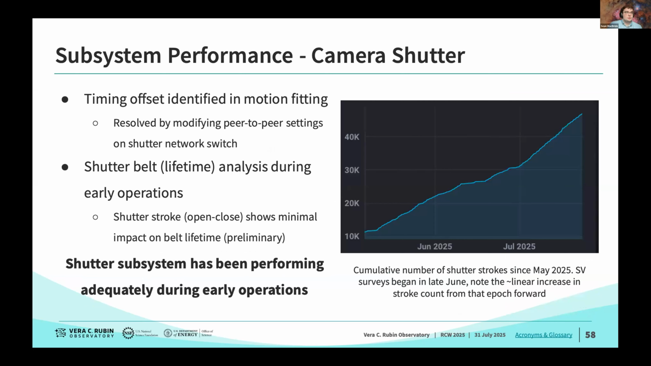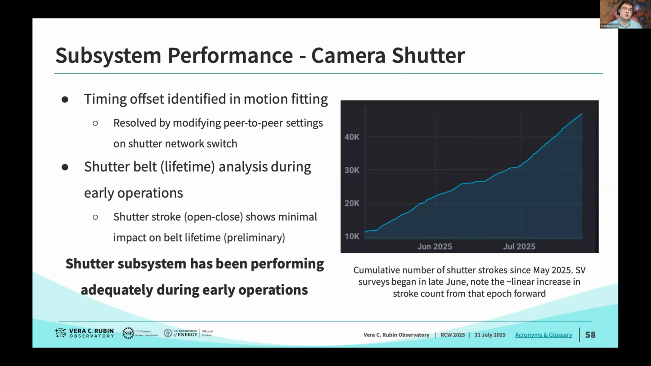Next slide, please. One of the subsystems I mentioned earlier is the camera shutter. And we identified, very early in our LSSTCam on-sky campaign, a timing offset, which came in the form of our motion fitting algorithm. And so we had to adjust our timing and peer-to-peer communication settings in order to make sure that our motion fitting algorithm was not experiencing a significant timing offset.